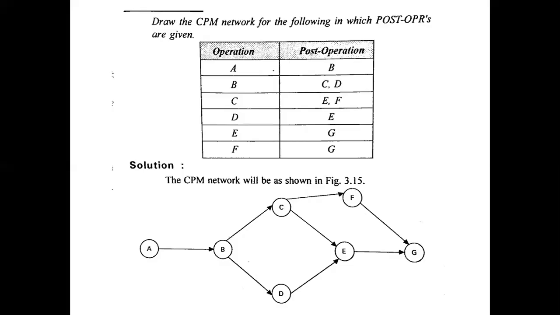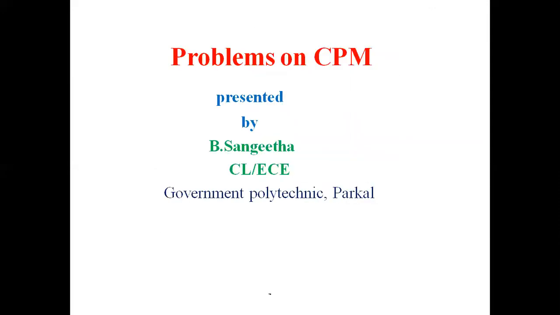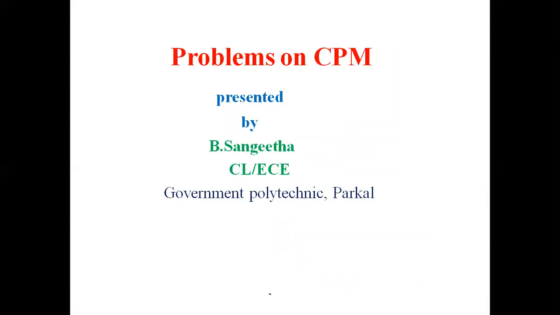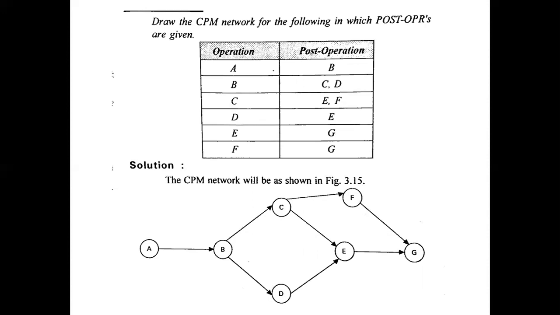So in the next session, I will discuss some more problems related to PERT, program evaluation and review method. In this method, based upon the given data, first we have to set the order of all the activities. Then we have to draw the network.